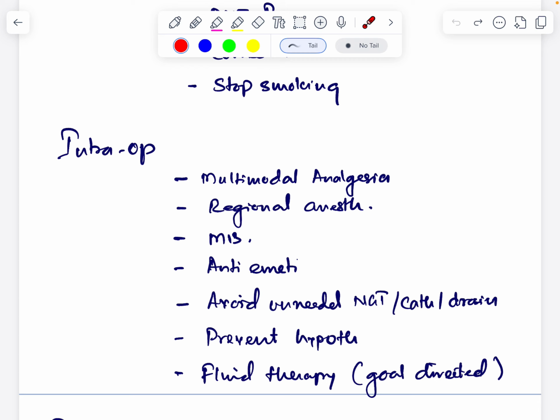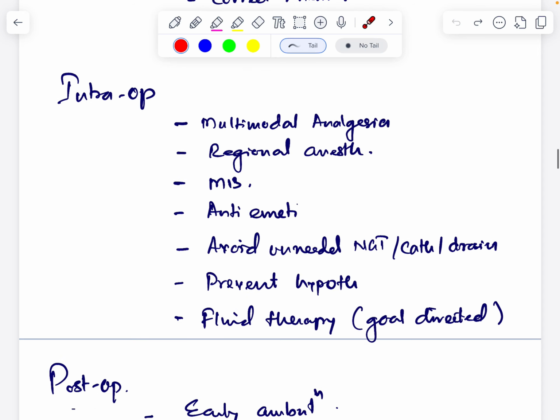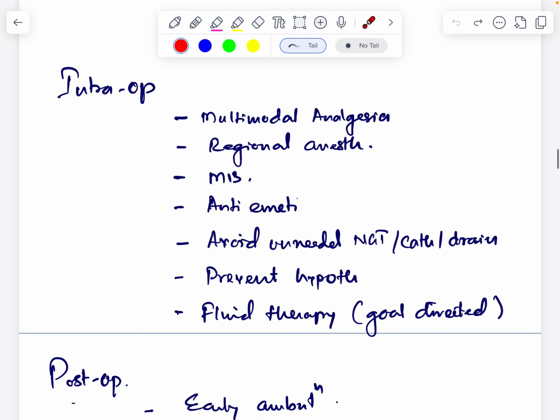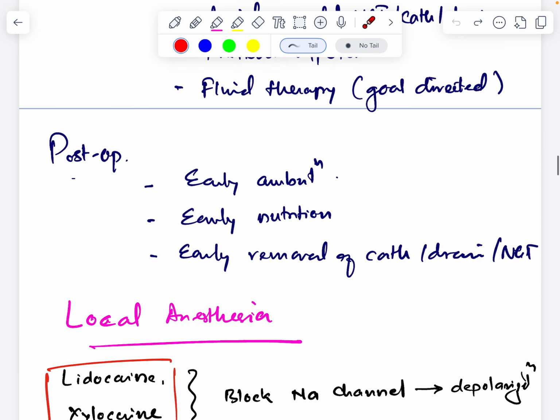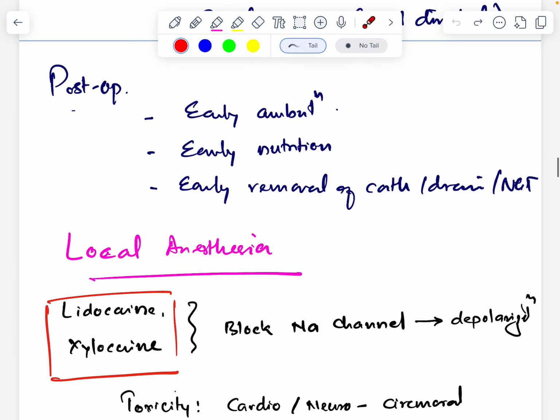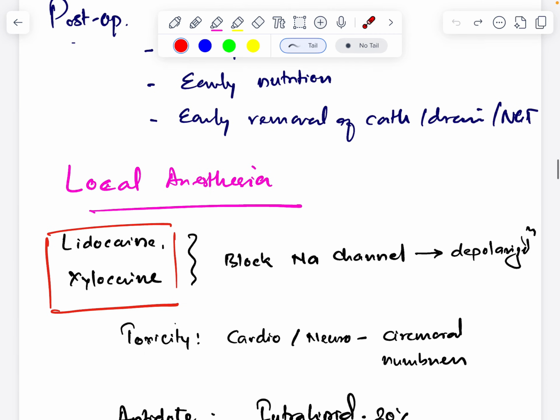Regional anesthesia is preferred. Minimally invasive surgery is again for enhanced recovery. Antiemetics can be given. Avoid unneeded nasogastric tube or catheter, and prevent hypothermia. Fluid therapy should be goal directed, without unnecessary overloading of fluids. These are intraoperative and postoperative: early ambulation, early nutrition, start oral feeding, early removal of the catheter and the drain. These are the important points to be considered.